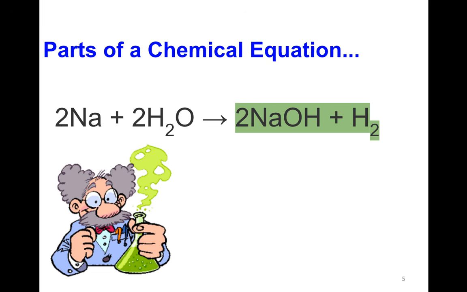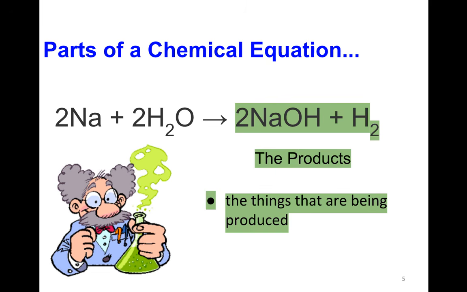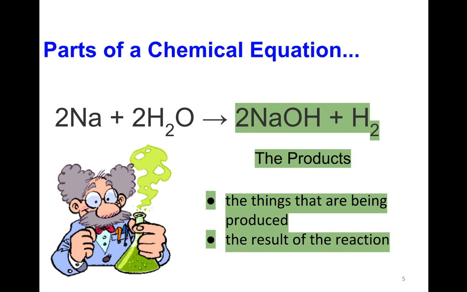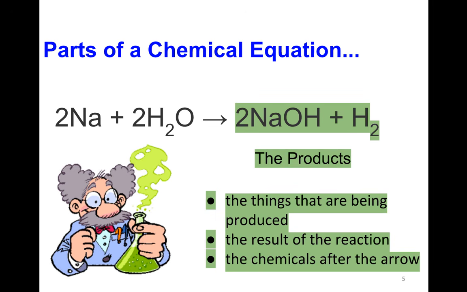So on the other side of the equation, you have things called the products. And the products can be remembered as the things that are being produced, the result of the reaction, or the chemicals that are after the arrow. What we have are sodium plus water. Those are the reactants. They react to produce the products of sodium hydroxide and hydrogen gas.